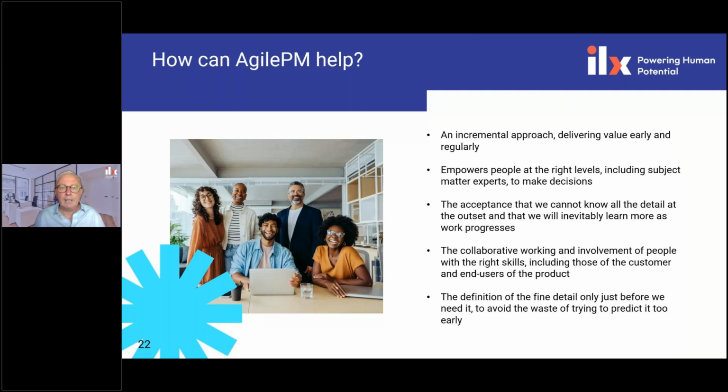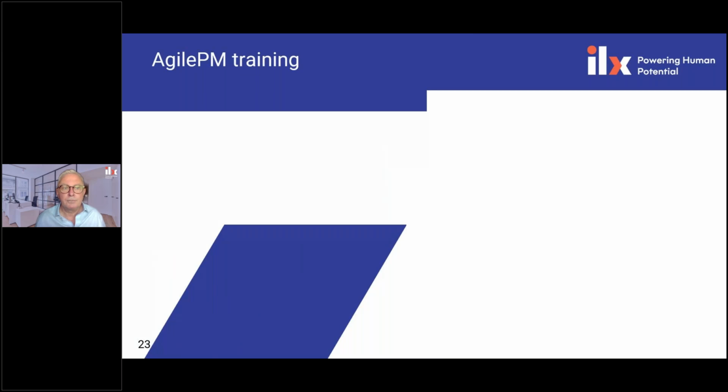Fine detail is going to be important because a lot of quality comes from that. We will avoid trying to predict that too early, again allowing that the project will incorporate change. So, Scrum Essentials, AgilePM version 3 Foundation and a Practitioner are now available from ILX.